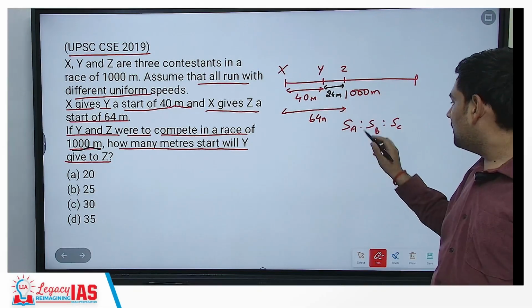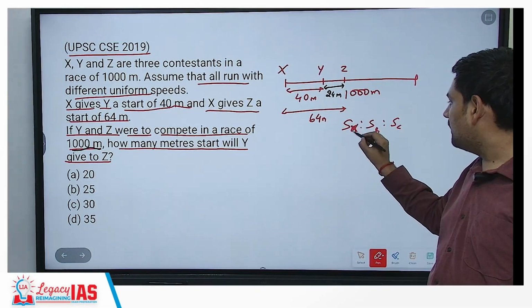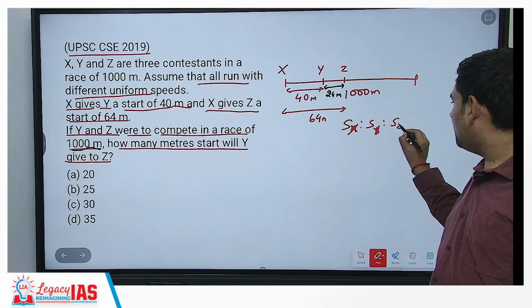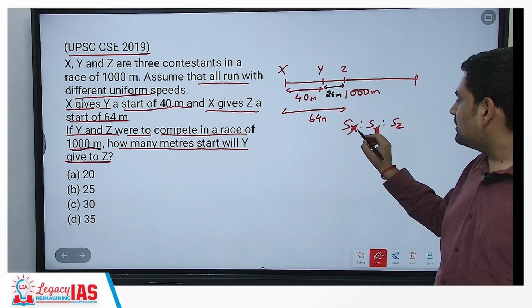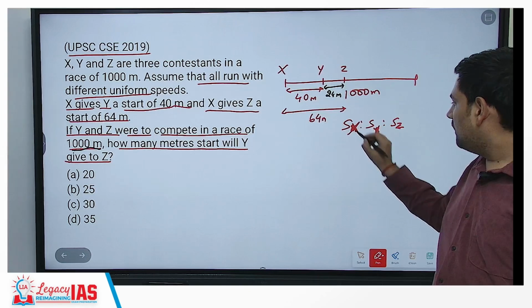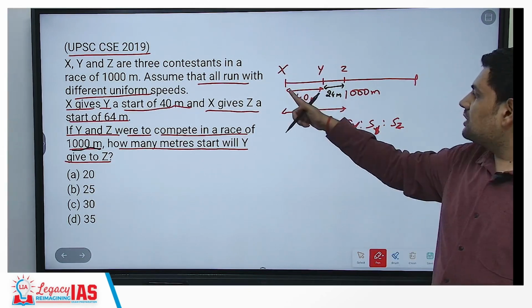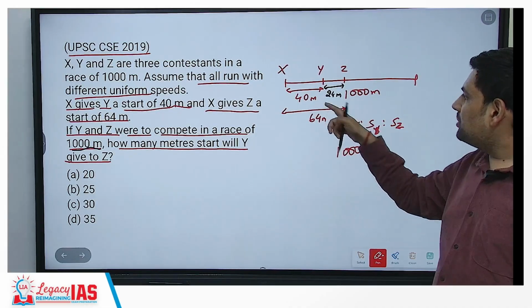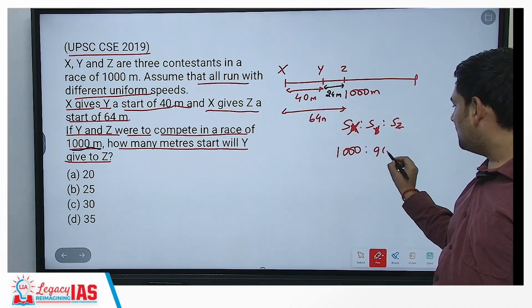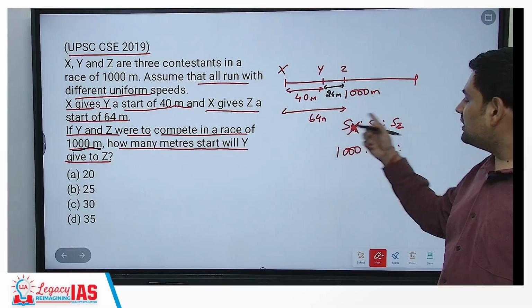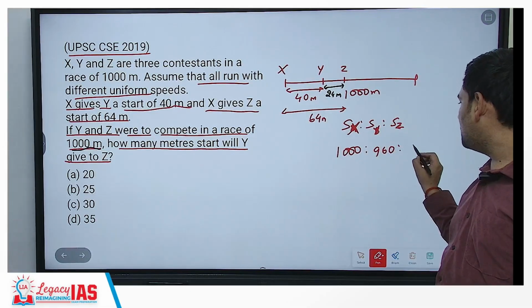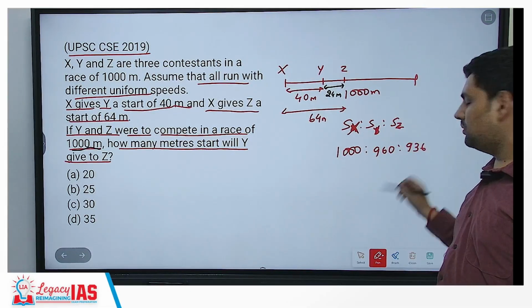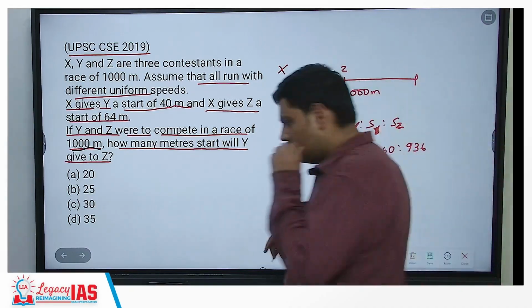So X, Y and Z. So X covers how much distance? X covers the entire 1000 meter. Now Y covers how much distance? 40 meters less, that means 960 meters. Z covers 64 meters less, that means 936 meters. Now you can divide this by 4, all of them.